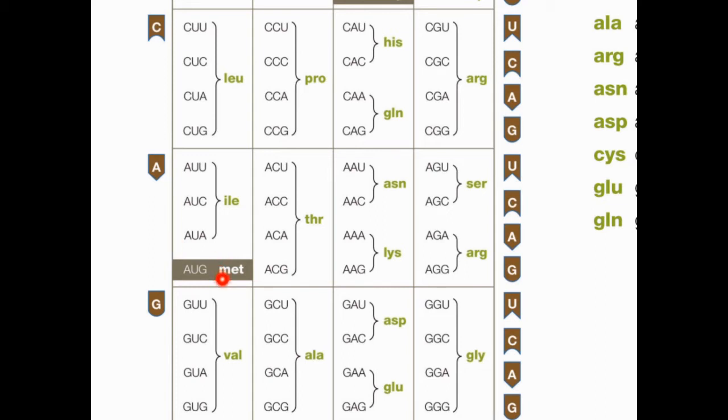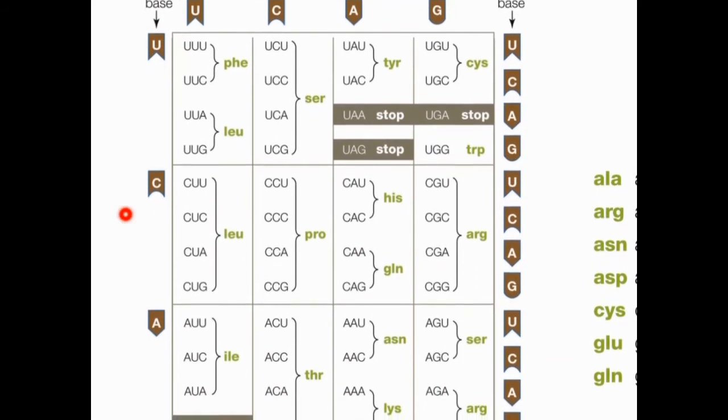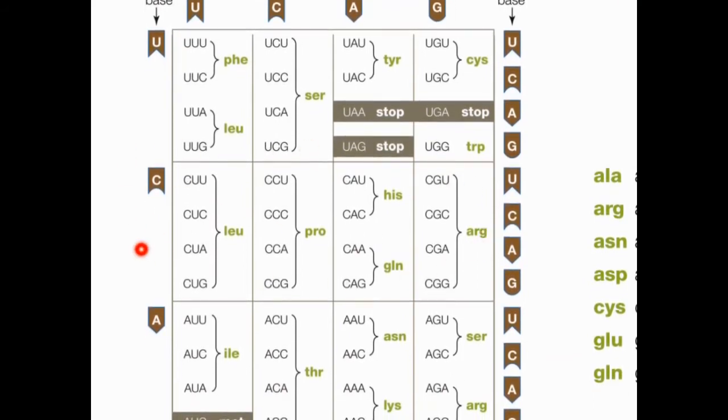Now, let's see another codon. Let's say CUC. Let's look for C, the group of C's in this column, and then U, and then look for C. CUC encodes for leucine.